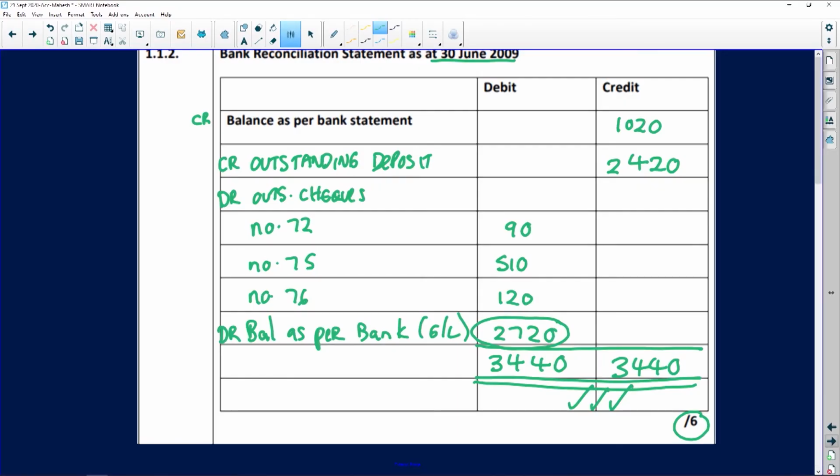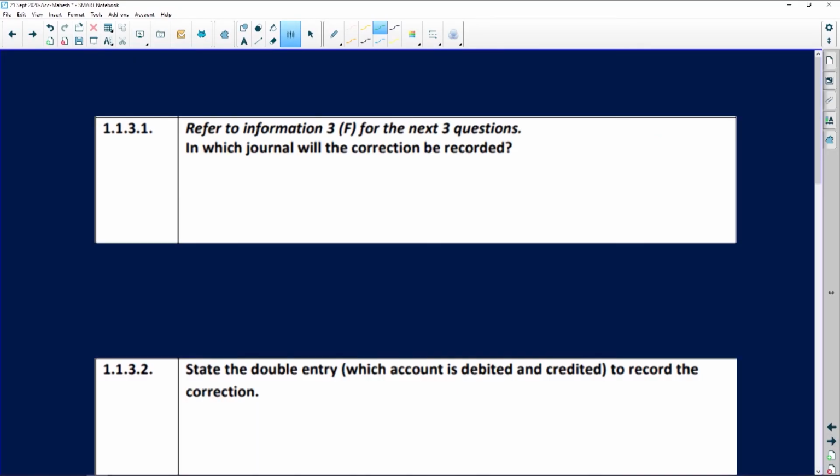There's a few theory questions, but most of this we've discussed already. So let's go through them. It shouldn't take too long. And let's hope there's time to do a debtors recon. Right, so the first question, refer to information 3F. So that's the last information we tackled for the next 3 questions.